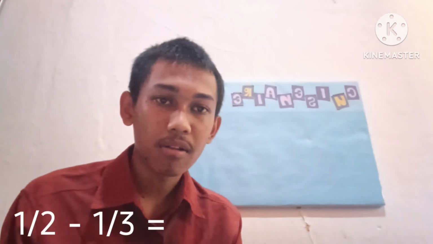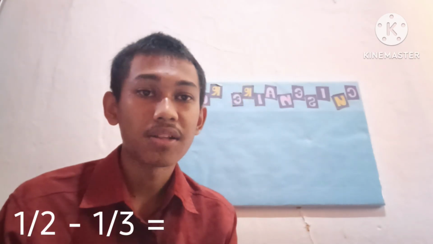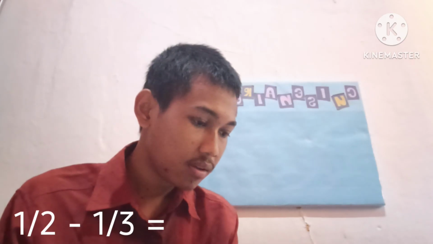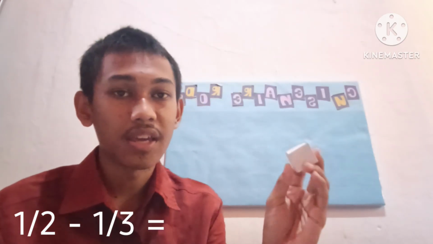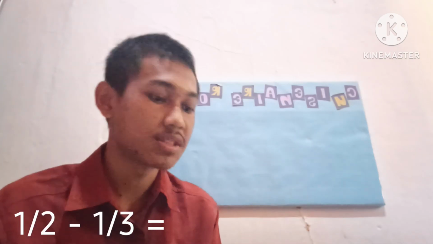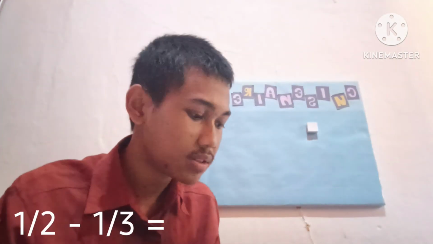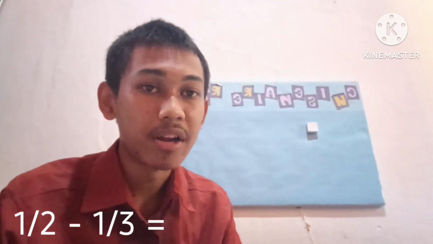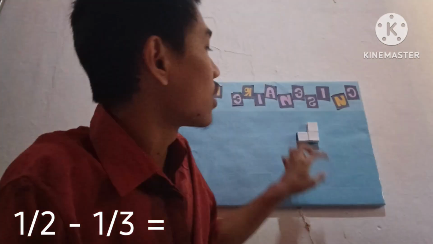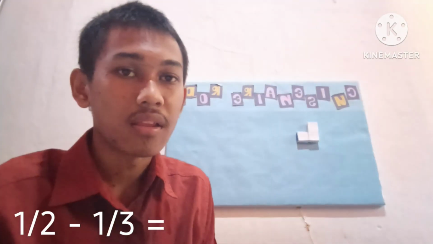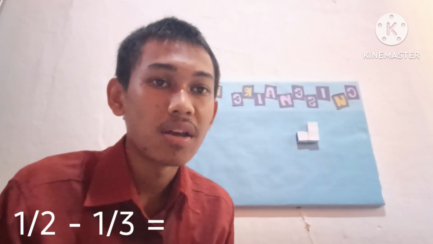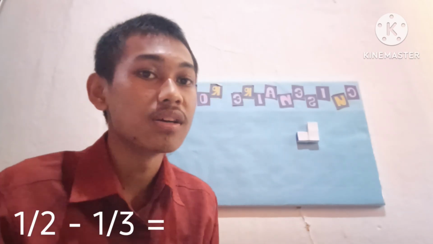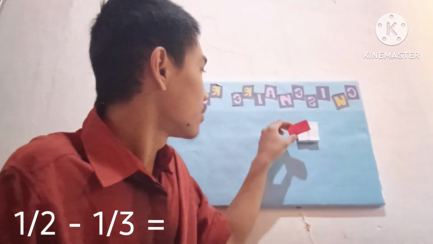And I have a question here: a half minus a third. To make it easier, I will use white rods again as 1 unit. A half is 1 unit as the numerator and 2 units as the denominator. And I already explained before, the rod that can be represented by 2 white rods is the red rod.